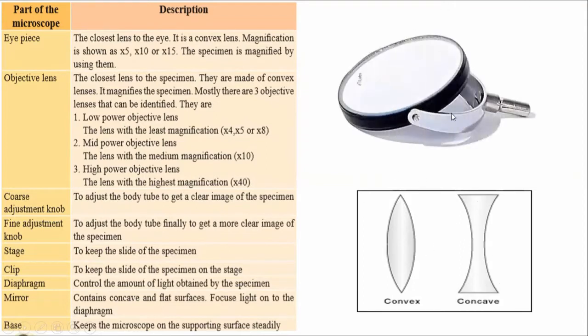So here is a picture of a mirror which has been extracted from the compound light microscope. So the mirror basically focuses light onto the diaphragm. We already learned what a diaphragm is, right? So when this light is focused onto the diaphragm, it is the part which controls the amount of light obtained by the specimen. All right, so it'll be more clear when we learn how to use the microscope. All right, so let's move on.